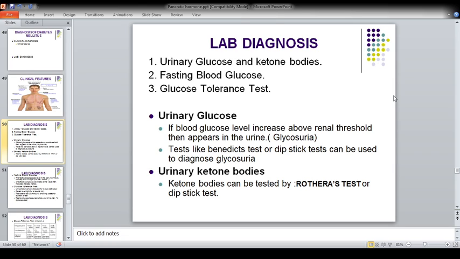glycosuria. Our kidneys are able to process the glucose up to a certain extent. Normal persons' kidneys retain the glucose, they do not let the glucose escape the body. But if that threshold, that limit is reached and glucose is in larger amounts than we need in the body, the kidneys will start excreting this glucose in the urine. That is known as glycosuria. And different tests like the Benedict test or dipstick test can be used to diagnose glycosuria.